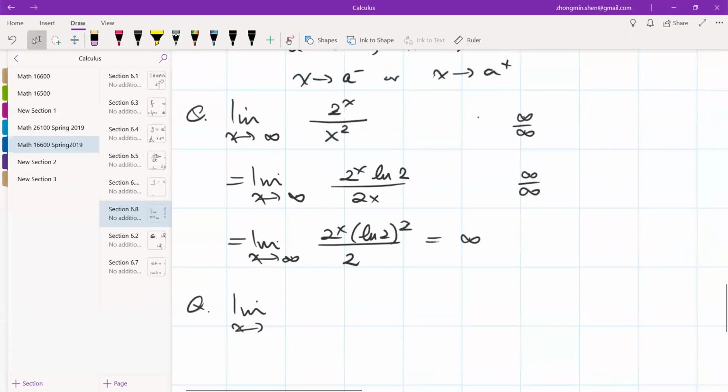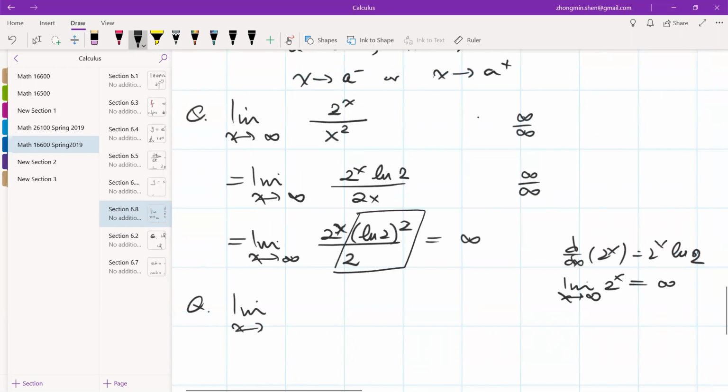The derivative of 2 to the x is going to be 2 to the x times natural log of 2. The x is the power of 2. And another fact I'm using here is that 2 to the x goes to infinity. So those are two. This is a constant. This is a constant. And 2 to the x goes to infinity. Constant times infinity is infinity. Right?